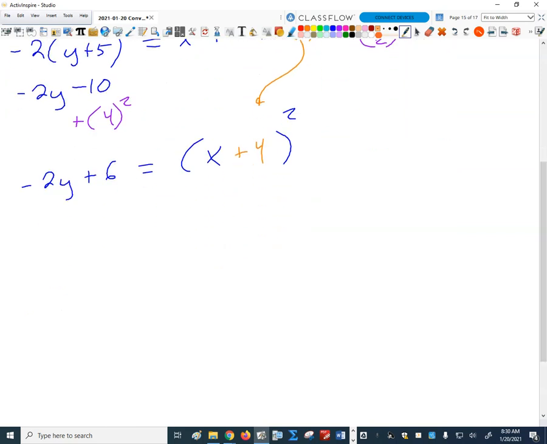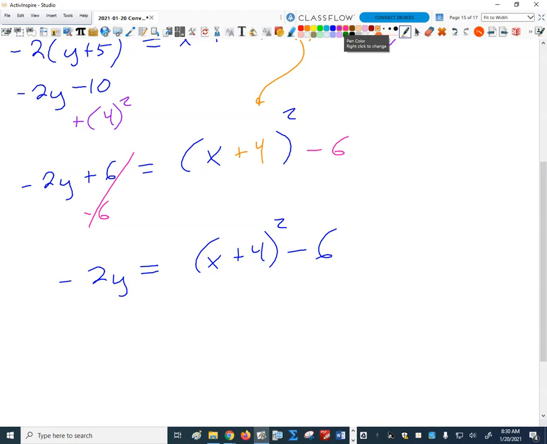Okay, then last step is I just want to isolate the y. Okay, well, we can just subtract 6 from both sides and get negative 2y equals x plus 4 squared minus 6. And then I'll just divide each side by negative 2, which happens to be the very same thing as multiplying by negative 1/2, right? However you want to think about it. We can do it this way if we want to.